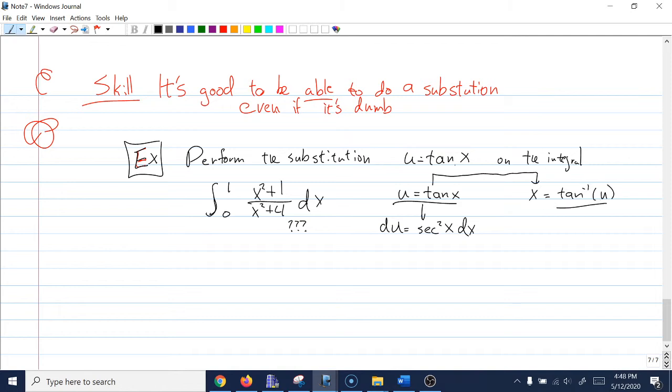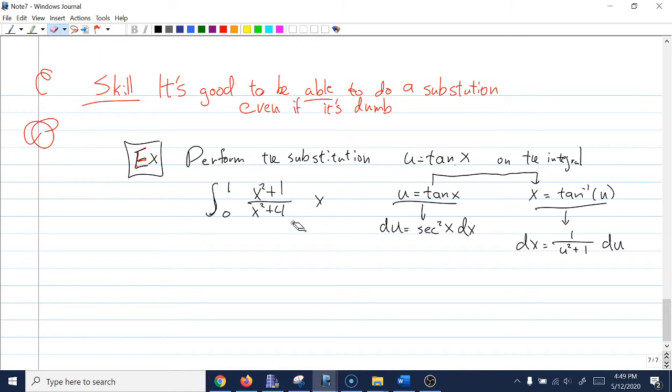Knowing that x is tangent inverse u is way more useful, because now I can change all these x's into something with u's. And knowing the derivative of tangent inverse, I can write that if x is tangent inverse u, then dx is the derivative of that, du. What's the derivative of tangent inverse u? It's 1 over u squared plus 1 du. And now, hey, I have a way to convert dx into u's too.